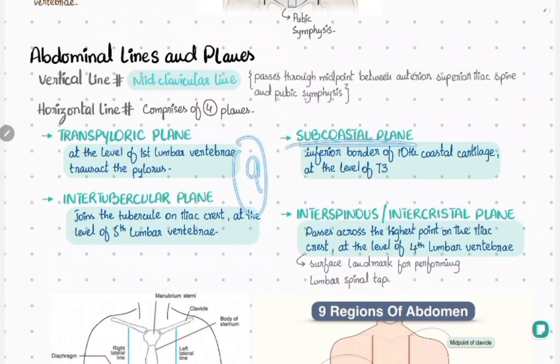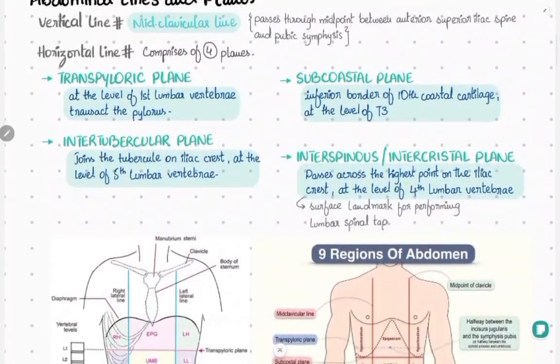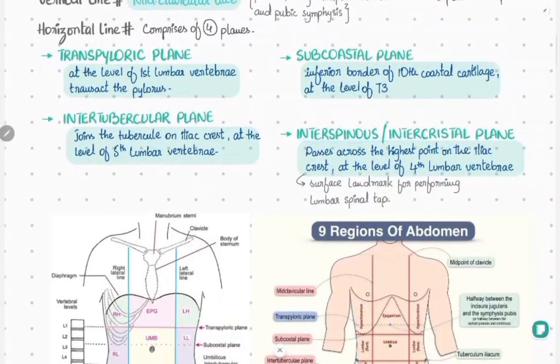The subcostal plane, which is also an imaginary plane, lies just inferior to the border of the 10th costal cartilage at the level of L3, and the interspinous or intercristal plane passes across the highest point on the iliac crest at the level of fourth lumbar vertebra. It is present just superior to the intertubercular plane, and it is also an important landmark for performing the spinal tap, the fourth lumbar vertebra.